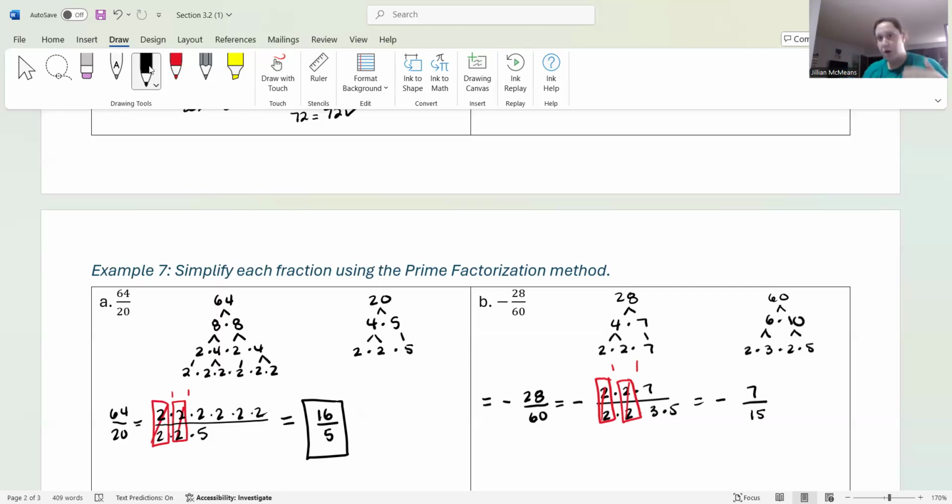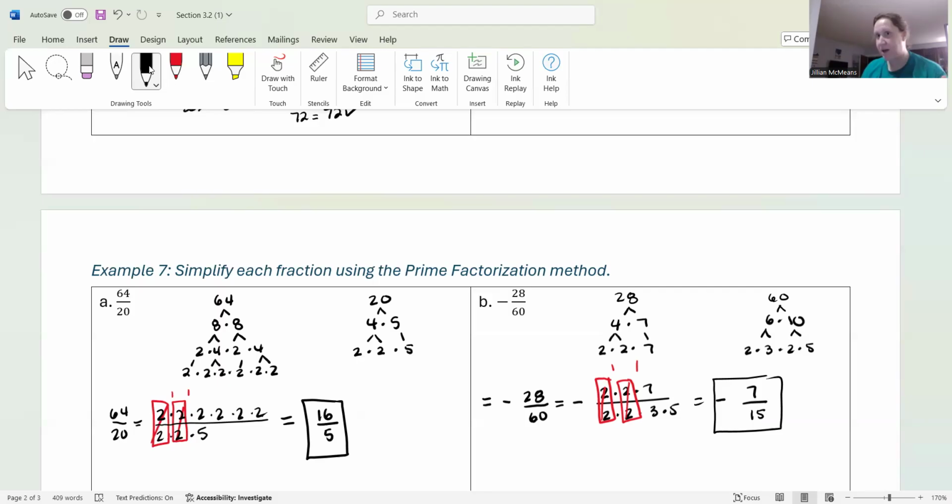So if you want to do the cross product thing to check 28/60ths and 7/15, you'll get that your cross products do match. But even more importantly, 7 is prime and it is not a factor of 15. So we know that we are fully reduced. Okay? So that is the prime factorization method.